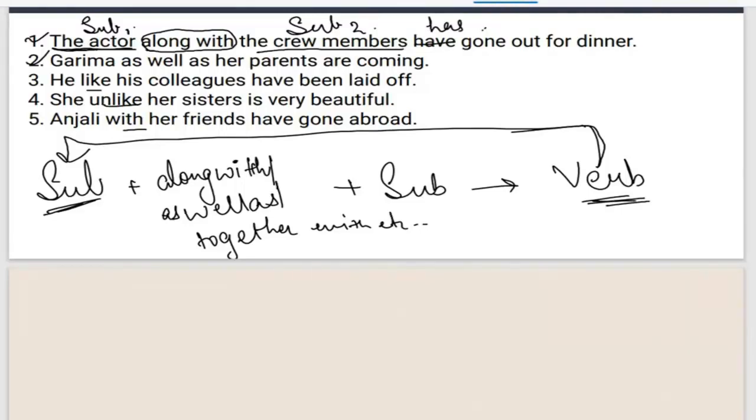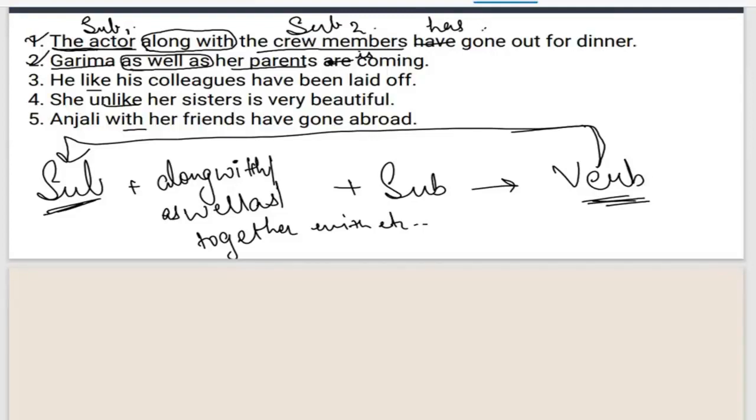Now according to this rule, you try sentence number 2. Garima as well as her friends, as well as her parents are coming. Yes, Omo has given the right answer. Here are will be replaced with is. Why? Because Garima is the first subject, as well as is a conjunction, and her parents is the second subject. The verb agrees with the first subject. Garima is singular, so we will be using a singular verb here.